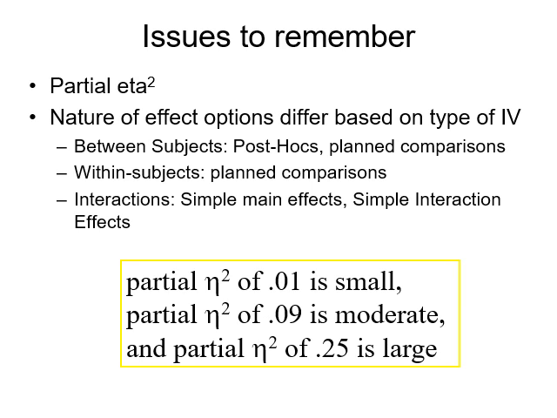Again, partial eta squared is going to be our effect size for both of these variables, whether they're between or within, and the nature of the effect options differ based on the type of IV. Between subjects, we're going to have to do post hoc tests and planned comparisons. Within subjects tests, we can't do post hoc tests, but we can do planned comparisons. And interactions, we can again look for simple main effects and simple interaction effects. Our partial eta squared again is going to be 0.01 is small, 0.09 is moderate, and 0.25 is large.